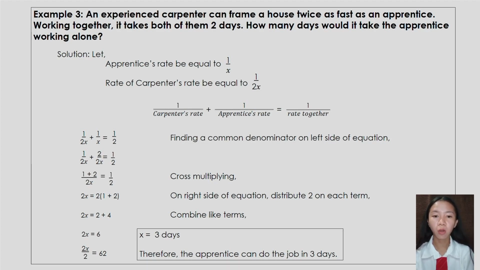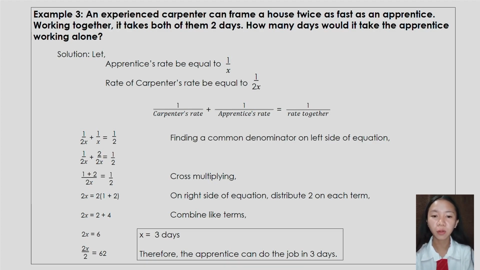Now we will find a common denominator on the left side of the equation, which will be 2x. 1 over 2x plus 2 over 2x equal to 1 over 2. Now we will apply cross multiplying, which will be 1 plus 2 over 2x equal to 1 over 2. On the right side of the equation, distribute 2 on each term. 2x equals 2 times 1 plus 2.